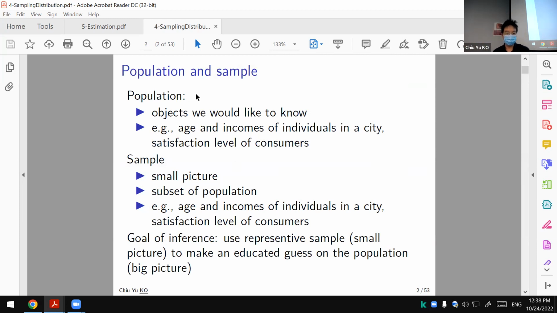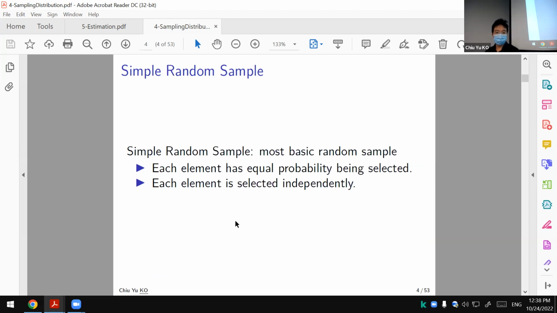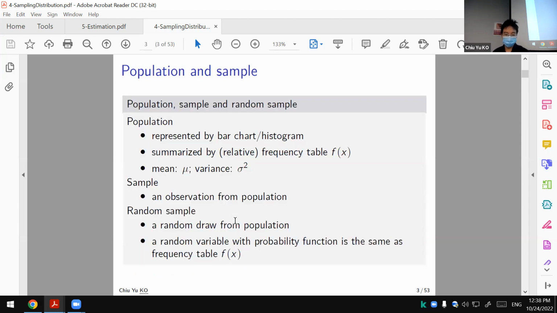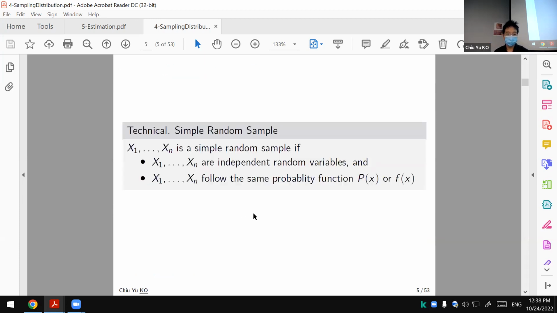I added this slide because I think it would be useful to let you know what a sample and population are. And a random sample means a random draw from the population, right? As a random sample, it's going to be representative. And we know a simple random sample has the feature that every element is selected equally, and each element is selected independently. So it's a simple random sample.